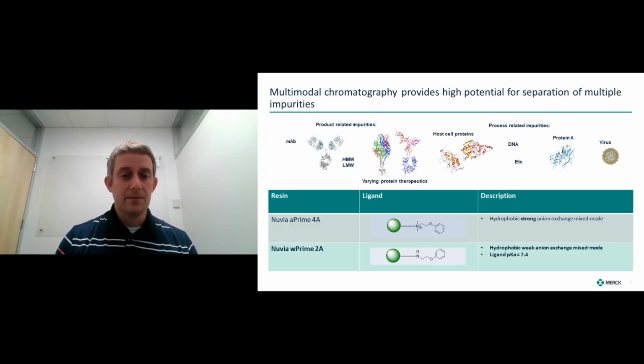So you can see the ligand is quite similar to wPrime 4A, with the difference that it's a weak anion exchanger with the ability to protonate there. And the pKa of the ligand itself in this case is 7.4.